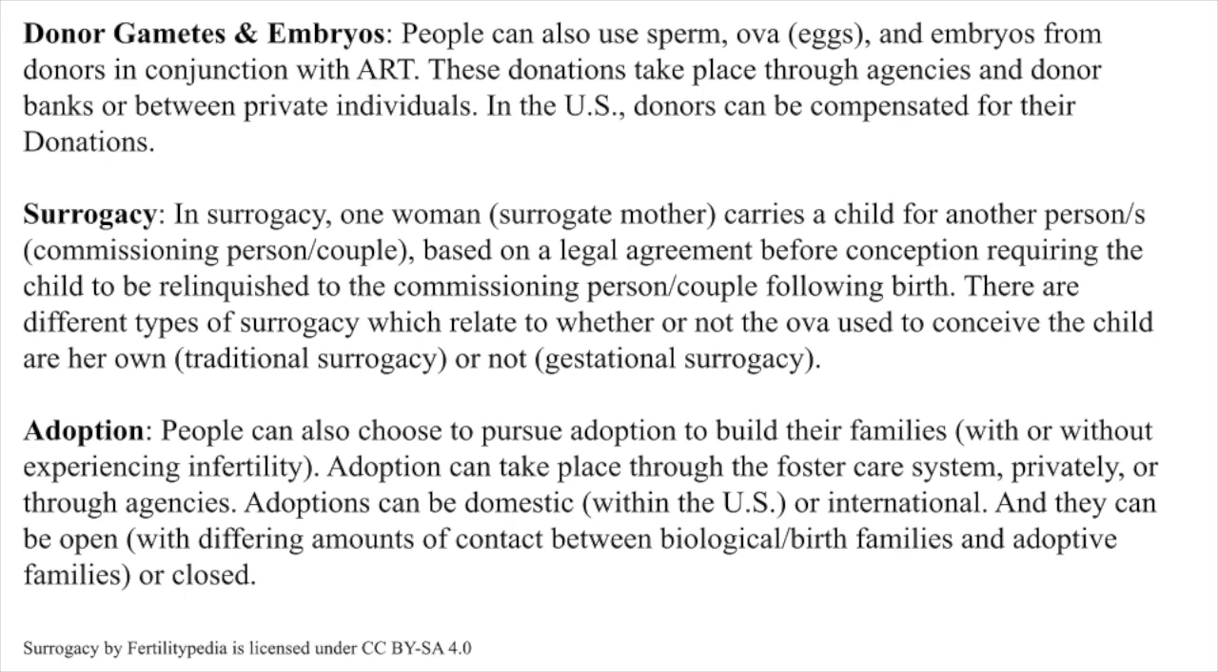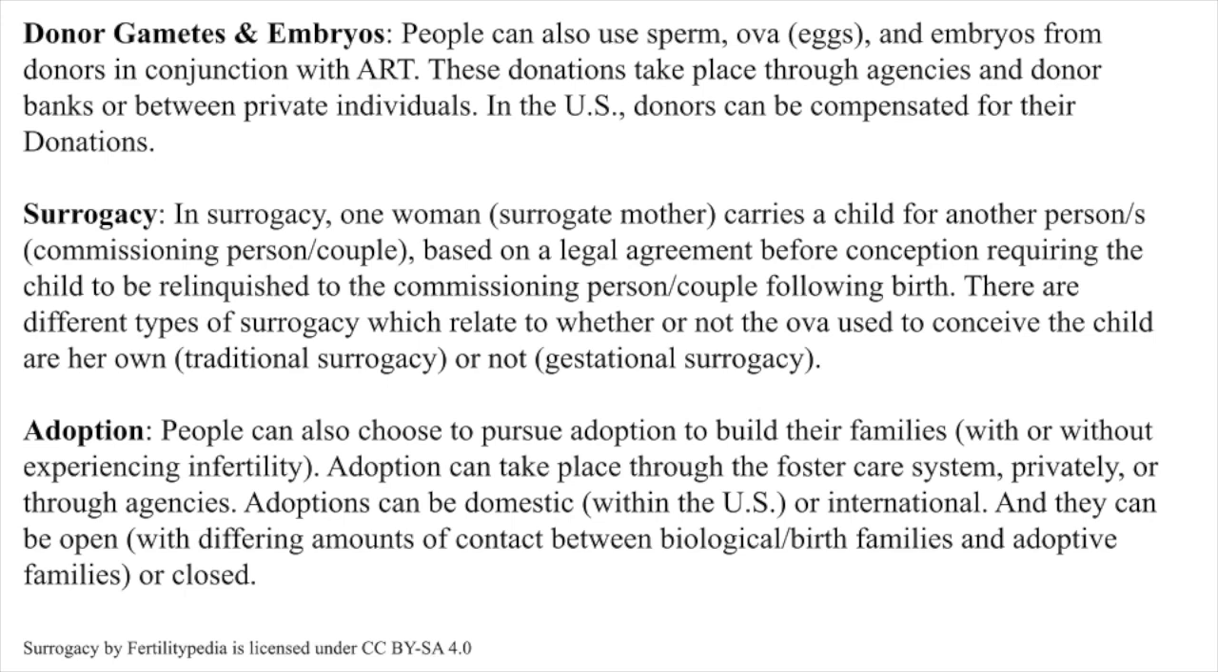Surrogacy. In surrogacy, one woman, the surrogate mother, carries a child for another person or persons, the commissioning person or couple, based on a legal agreement before conception, requiring the child to be relinquished to the commissioning person or couple following birth. There are different types of surrogacy which relate to whether or not the ova used to conceive the child are her own, traditional surrogacy, or not, gestational surrogacy.